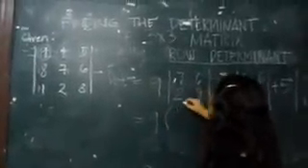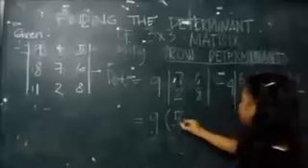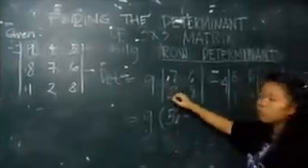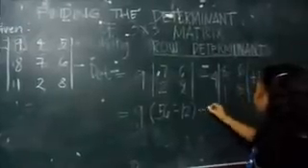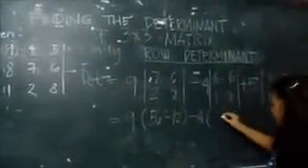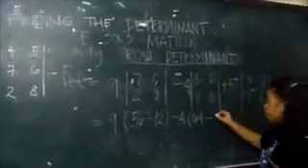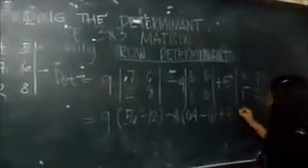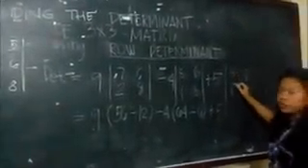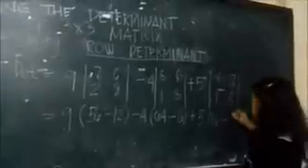9. 7 times 8 is equal to 56, minus 2 times 6 is equal to 12. Minus 4. 8 times 8 is equal to 64, minus 1 times 6 is equal to 6. Plus 5. 8 times 2 is equal to 16, minus 1 times 7 is equal to 7.